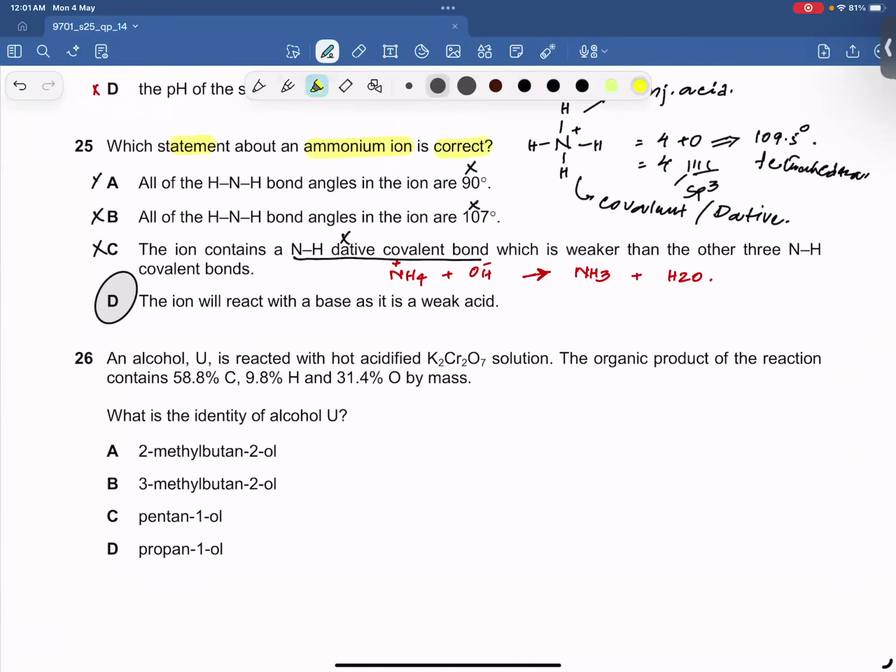Question number 26. An alcohol U is reacted with hot acidified potassium dichromate(VI) solution. इसका मतलब oxidation is taking place. The organic product of this reaction contain this by mass. What is the identity of alcohol U?